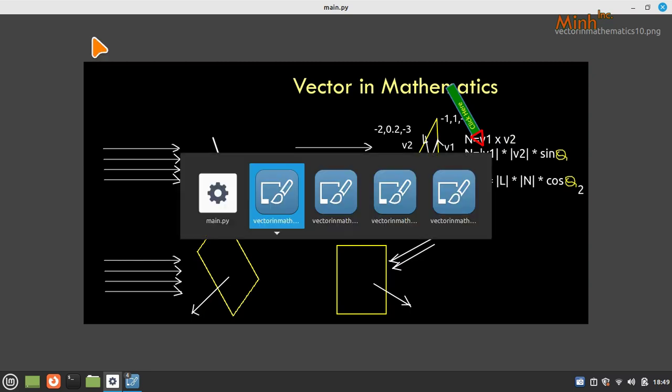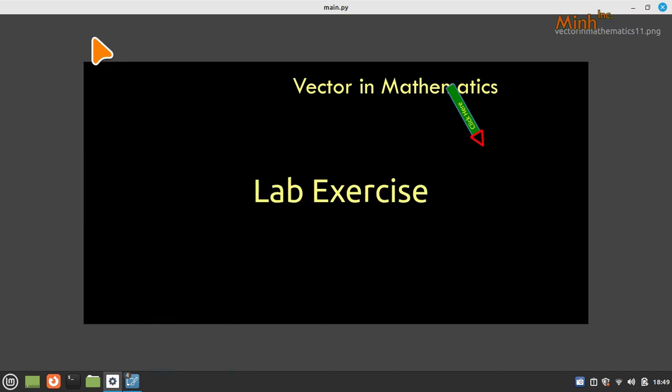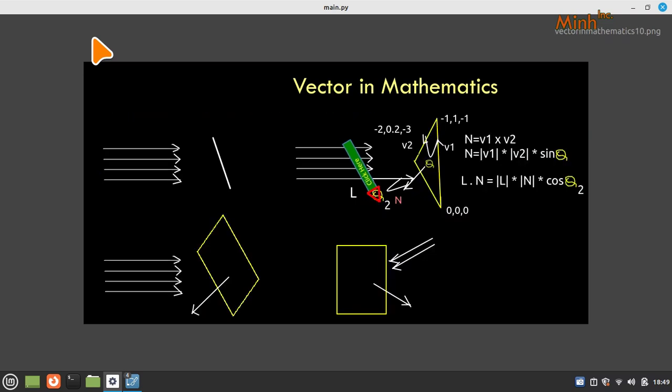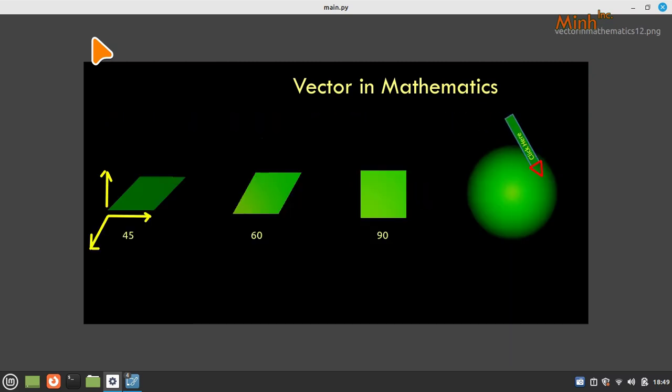Now there will be a light source, and we'll see how we calculate L dot N. So we understood how we calculated the normal, that is V1 into V2 sin theta, and then L dot N, that we will calculate.